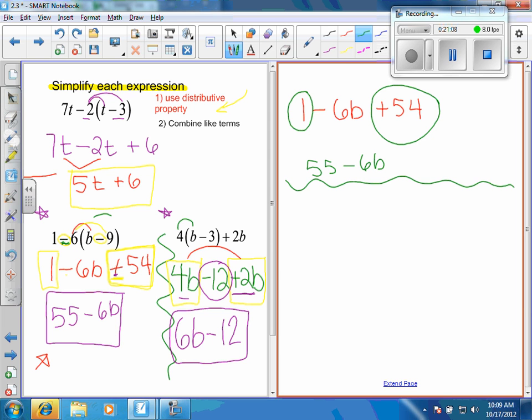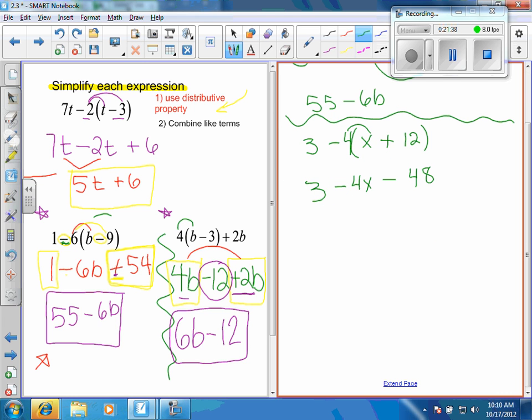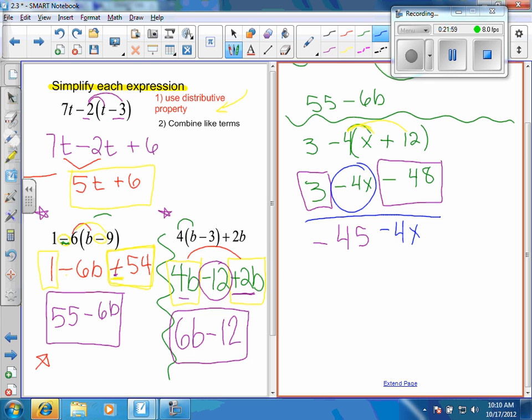If I just did one more example like that, if I had 3 take away 4 times x plus 12, this would be 3, and the distributive property would be minus 4x. But now we have a negative times a positive, so this becomes a negative 48. Does that make sense so far? You see what I did? Then I'm going to get my like terms, so 3 take away 48. So I'm going to get a negative 45. And then I still have this term, so I just say subtract 4x. That's my final answer.